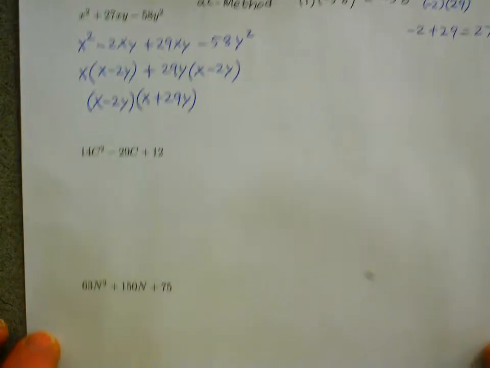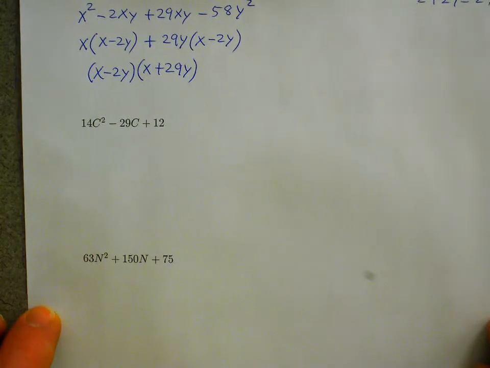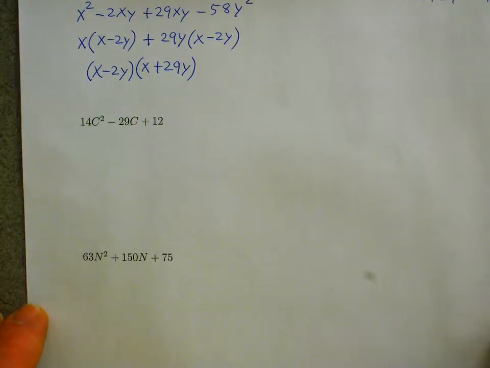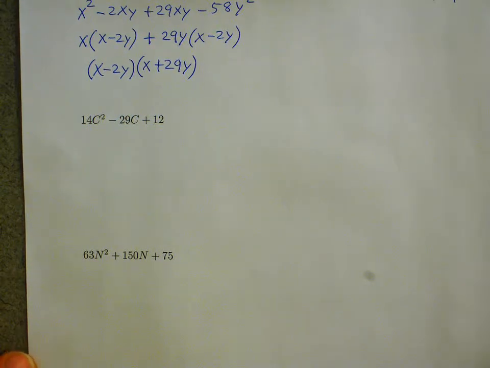Okay, let's try the next one: 14c to the second minus 29c plus 12. Take a couple of minutes and see what you come up with using the general strategy for factoring.